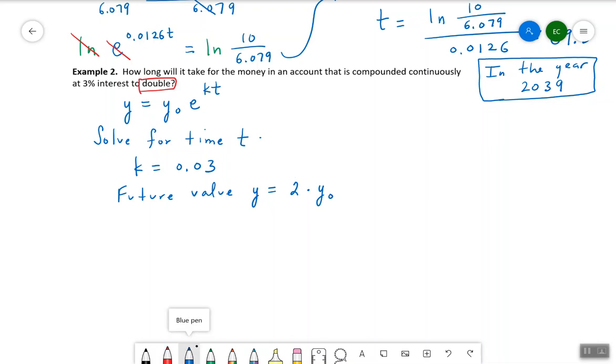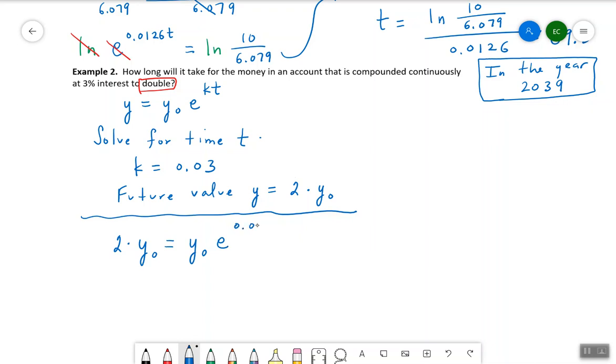Okay, so let's go ahead and plug into the formula. Instead of writing y, I'm going to write twice as much as the initial amount. I'm going to write 2 times y sub 0 in place of y. And then on the other side, I'll just leave the y sub 0 there. And then e raised to the kt. k is 0.03, and t is the unknown quantity that we're going to solve for.